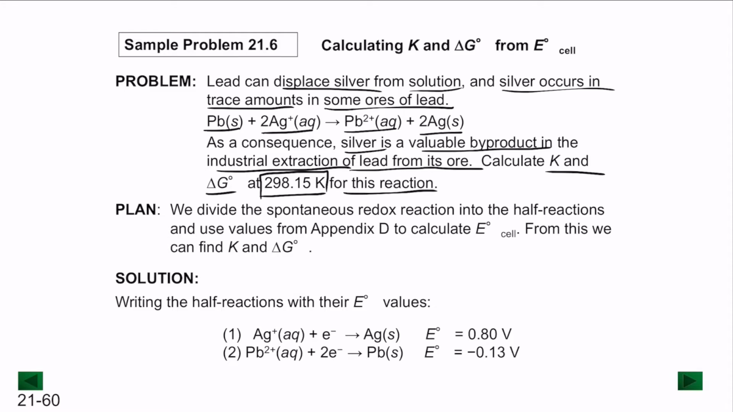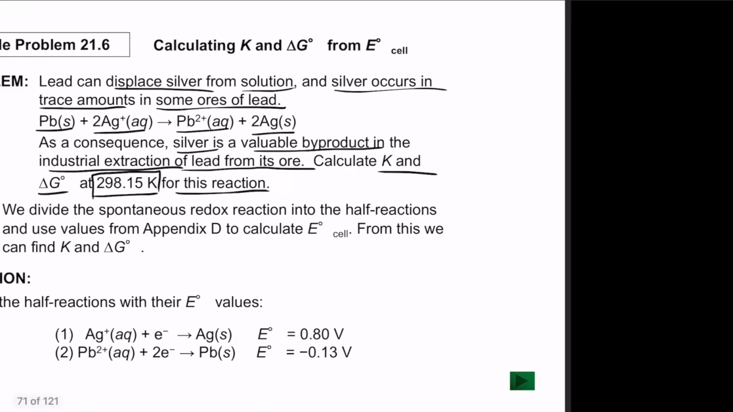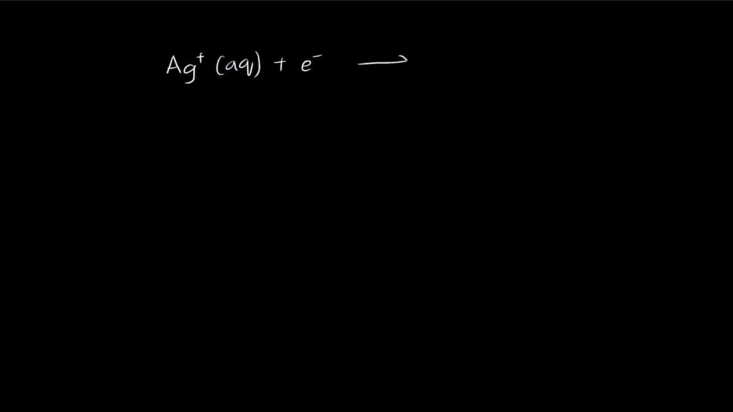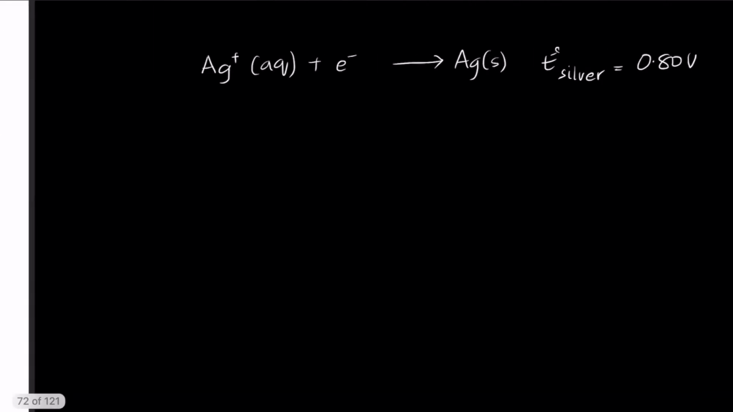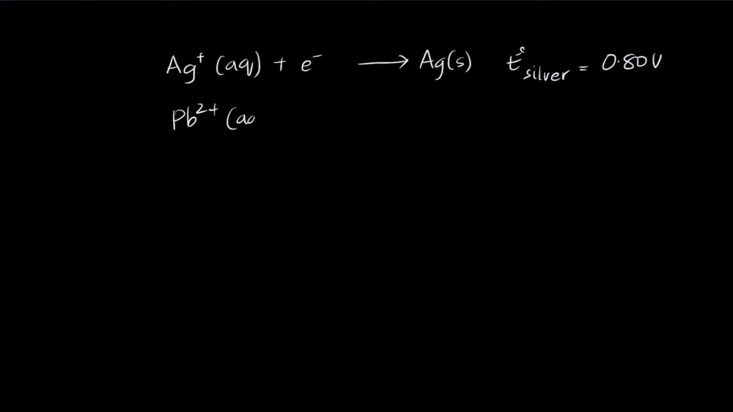So the first thing to note is to write down the values for the potentials from the table. These values will be given in the examination, so you don't need to memorize them. But for now I'm going to write down these values. So E for silver is 0.80 volts, and for Pb2+, E of lead is negative 0.13 volts.